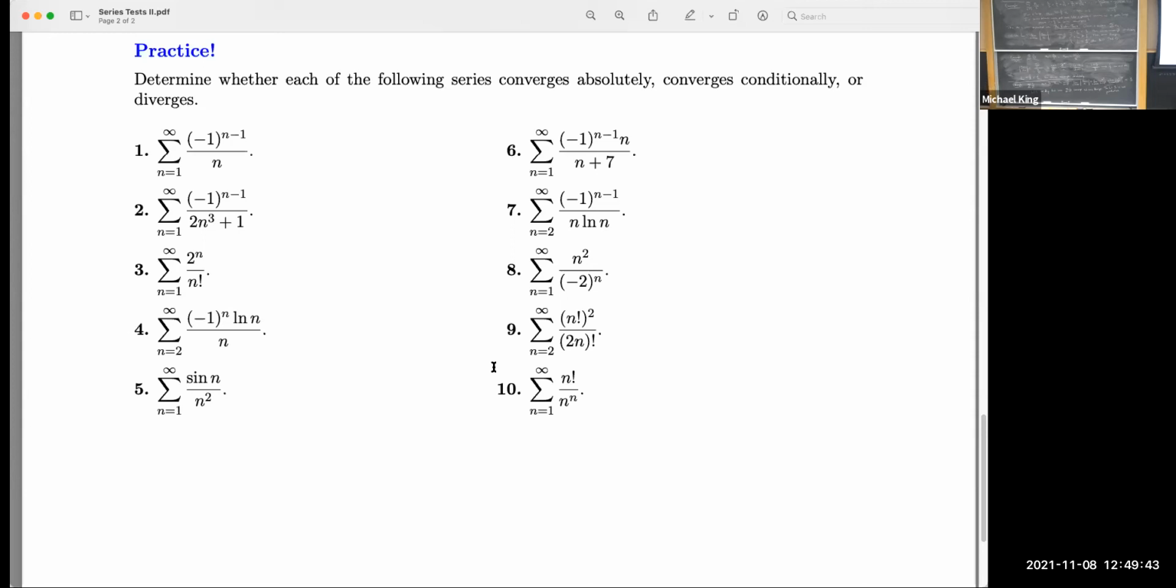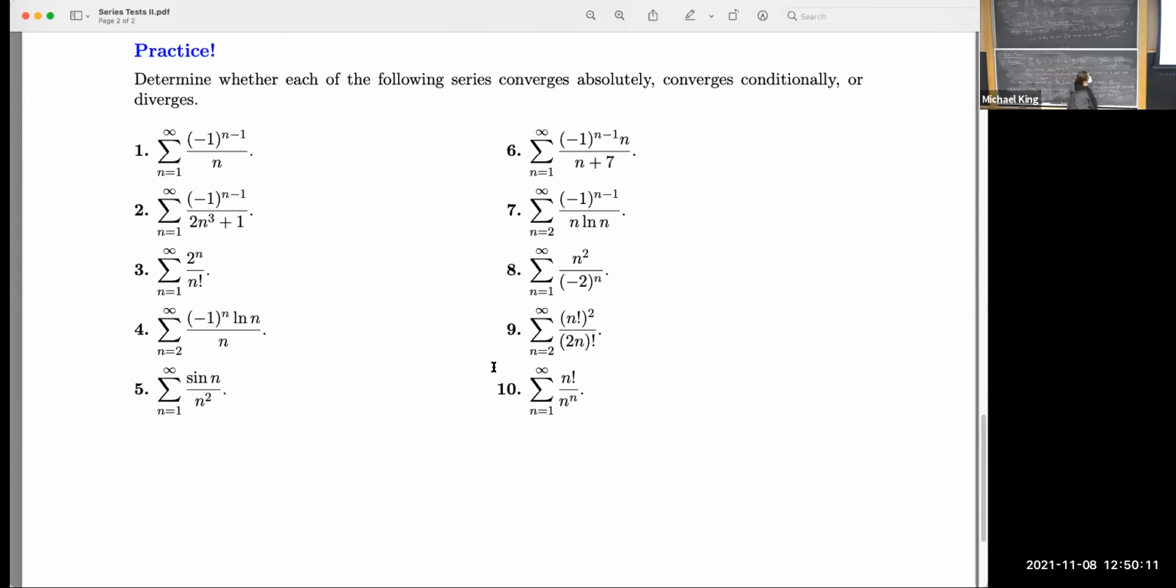See what happens. Because this is one that's not obvious, whether the top or bottom grows faster, 2 to the n or n factorial. So you might not know if the terms are going to 0 or not. So you have to think about this a little bit. It turns out the ratio test is very powerful. And we'll tell you what's going on here. Okay, so write out, talk to your neighbors, compare notes.